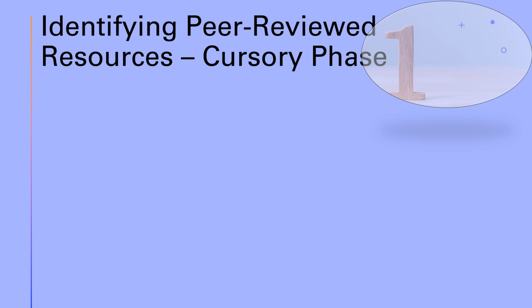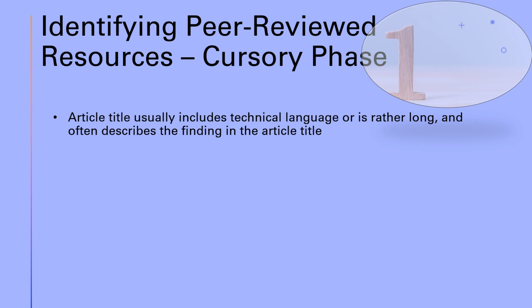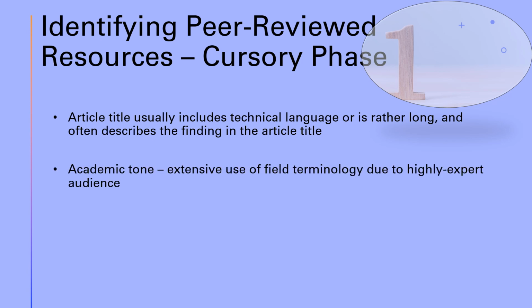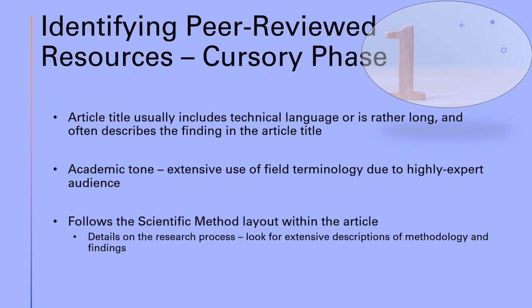What may be a peer-reviewed article when we come across something? First, look for the article title. What we're looking for here is technical language, or oftentimes the article title will actually describe the finding that the entire article will be describing. Also look at tone. Here we're looking for a writer who's using extensive terminology that's utilized within the field, and that the idea is they're aiming for the high expert audience.